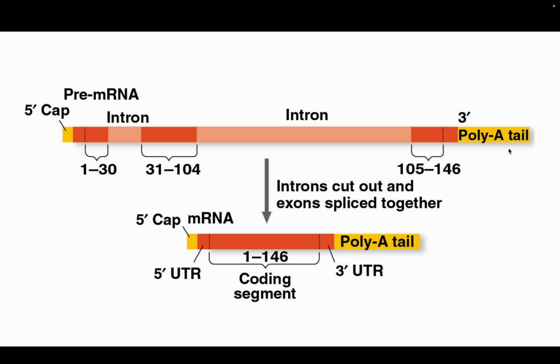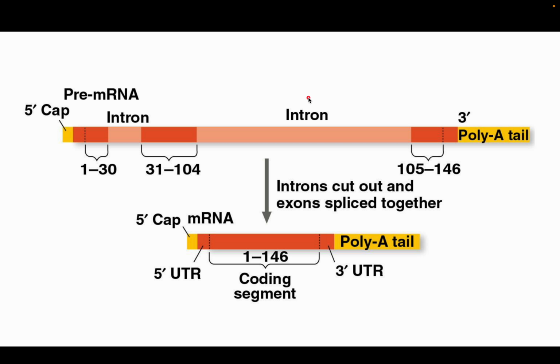Now, the second stage of post-transcription modification is splicing. So you'll notice here that the mRNA is pretty long, but if you look at the actual mRNA that is going to be translated, it's much shorter. So it goes from here to here. That's because it is being spliced, the intron specifically.